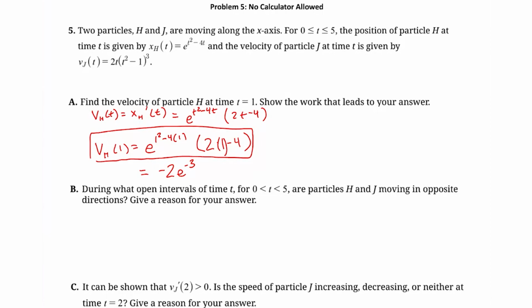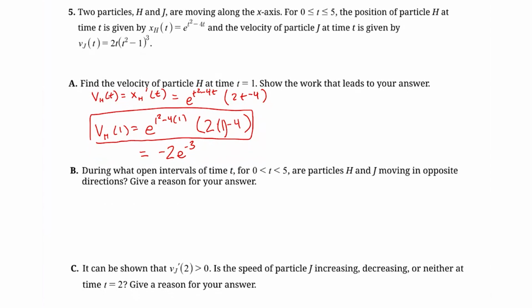Part B says, during what open intervals of time are the particles h and j moving in opposite directions? Give a reason for your answer. Here's another one that I think is a little challenging. At least in my class, it had historically been challenging for students to remember that in order for objects to be moving in opposite directions, the velocity of both of these have to have different signs. Okay, so the sign of the velocity is what's telling you which direction that it's moving in.